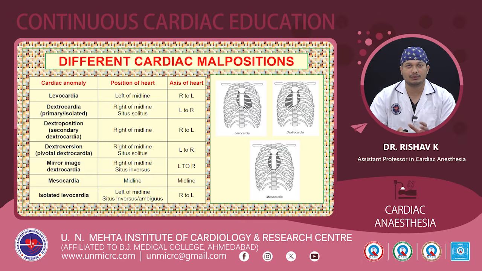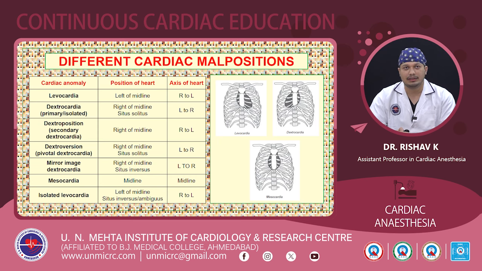So depending on this normal configuration, we can now categorize the different abnormal configurations. The first abnormal configuration is dextrocardia, also known as primary or isolated dextrocardia, where the only issue is with the orientation of the heart. The heart will be located to the right of the midline, but the situs of the patient will be situs solitus. The axis of the heart will be reversed, that is, left to right. Secondly, the term is dextroposition or secondary dextrocardia, where the normal axis of the heart, that is right to left, is maintained, but most of the heart tissue is located to the right of the midline.